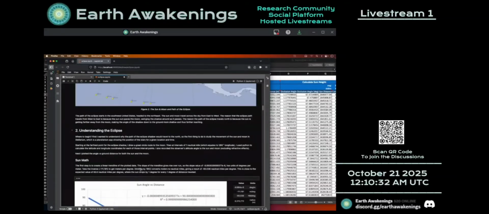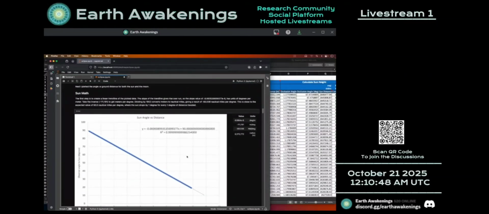Then at intervals of 1 nautical mile, which is 1/60th of a degree of longitude, I used Python to calculate the latitude and longitude coordinates for each of those interval points. I also recorded the observer's altitude angle to the sun and moon, which excludes refractive effects. And then I plotted the angle versus ground distance for both the sun and the moon.